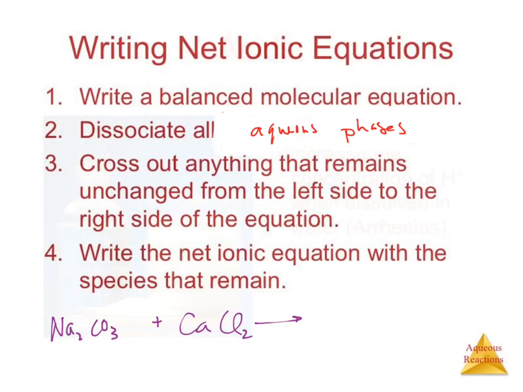Phase for sodium carbonate. Aqueous. How do we know that? Okay. Sodium or anything with a group 1 metal is soluble. Calcium chloride. That's what I was hoping it was. Is it actually? I think so, because anything with chlorine is soluble except for, oh yeah, that was silver, mercury, or lead. So I think I dodged a bullet there.